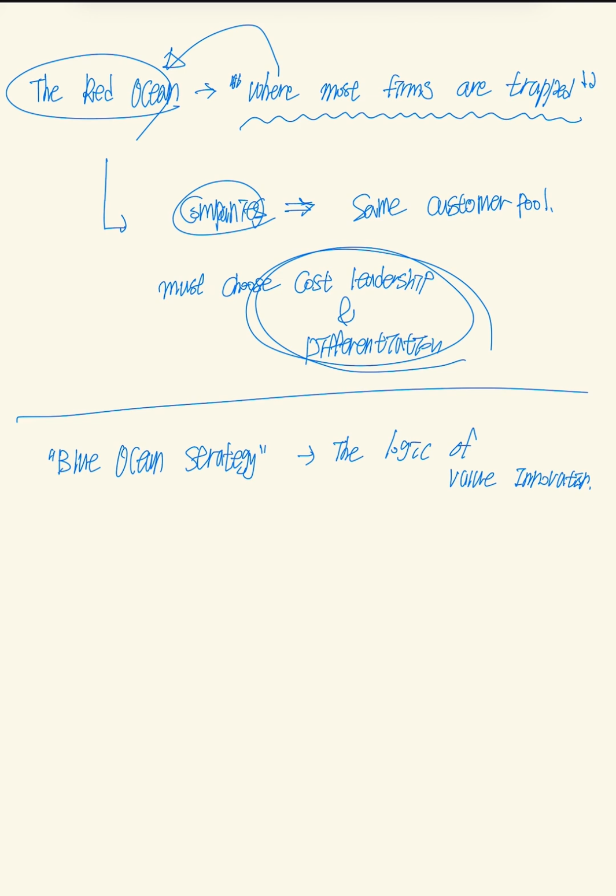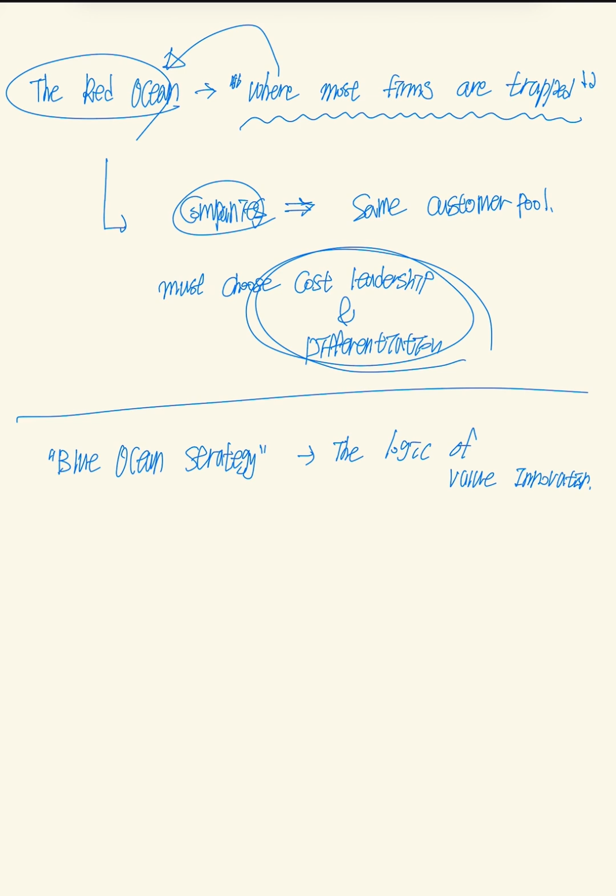Actually, some academics argued that the most successful and profitable strategic moves in business history were not about out-competing rivals in existing markets. They were about creating entirely new market space, blue oceans, where competition was irrelevant because the rules of the game had been redefined. The instrument of this market creation is what they call value innovation as well.